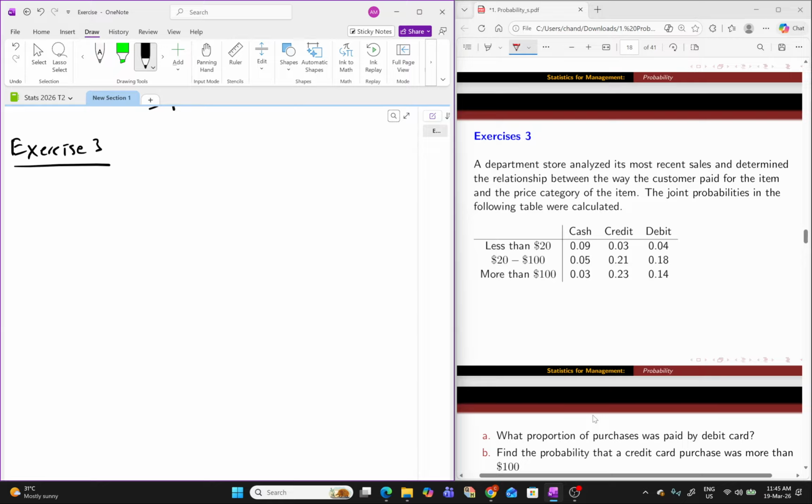A department store analyzed its most recent sales and determined the relationship between the way the customer paid for the item and the price category for the item. The joint probabilities in the following table were calculated. Okay.